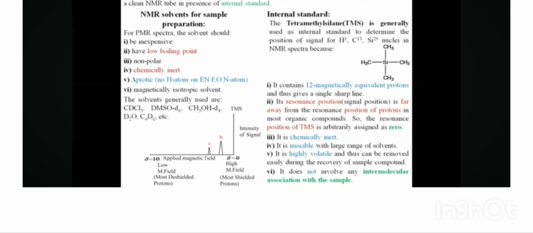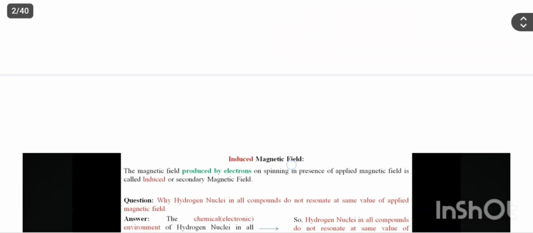It is chemically inert, miscible with a large range of solvents, and highly volatile, and thus can be removed easily during the recovery of sample compound. It does not involve any intermolecular association with the sample.